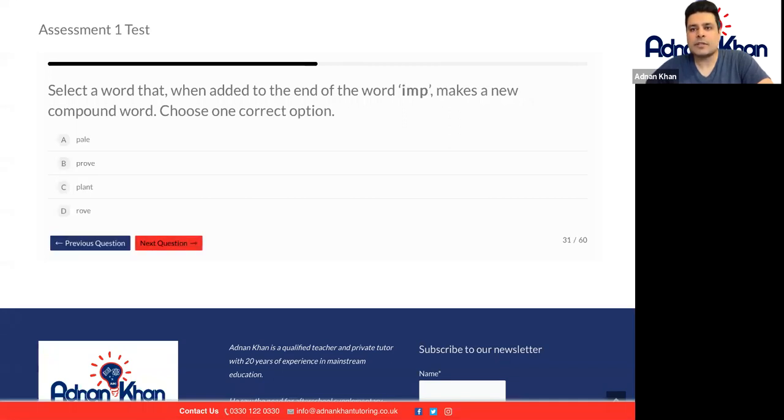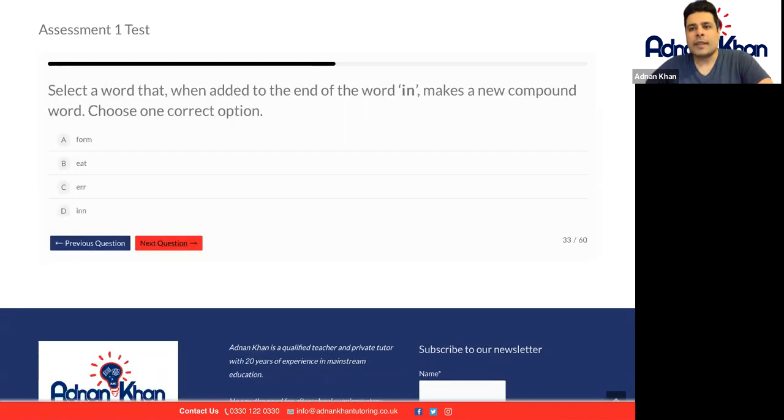Select a word that when added to the end of the word "imp" makes a new compound word. In this case, I would say that will be the last option, D, because that will make a compound word. If you were to put them both together, it would give us "improve". All right, let's move on to the next one. Select a word that when added to the end of the word "for" gives us a new compound word. In this case, I would go with 14. So the number 14, but in this case it is in words.